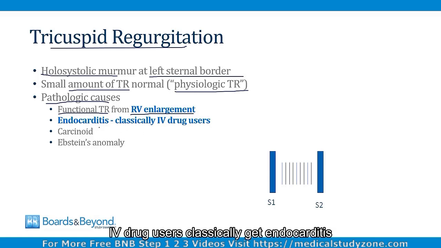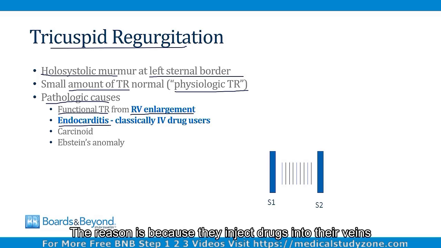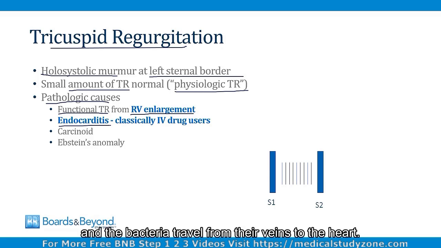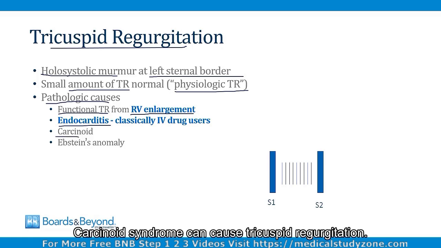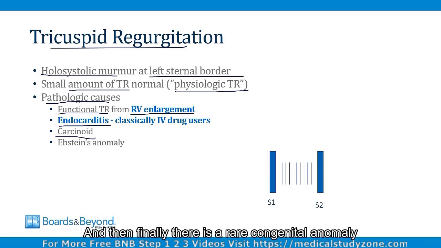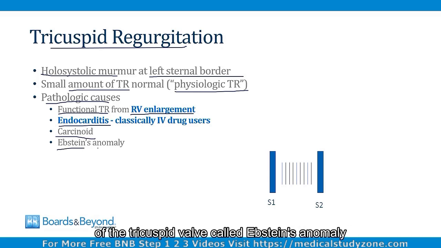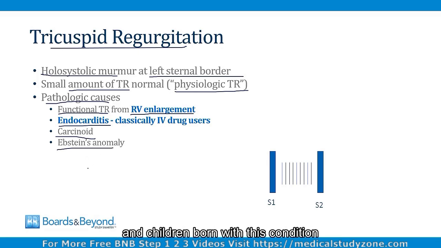IV drug users classically get endocarditis of the tricuspid valve, and that causes tricuspid regurgitation. The reason is because they inject drugs into their veins, and the bacteria travel from their veins to the heart, and the first valve they encounter is the tricuspid valve. Carcinoid syndrome can cause tricuspid regurgitation, and then finally, there is a rare congenital anomaly of the tricuspid valve called Ebstein's anomaly, and children born with this condition always have tricuspid regurgitation.